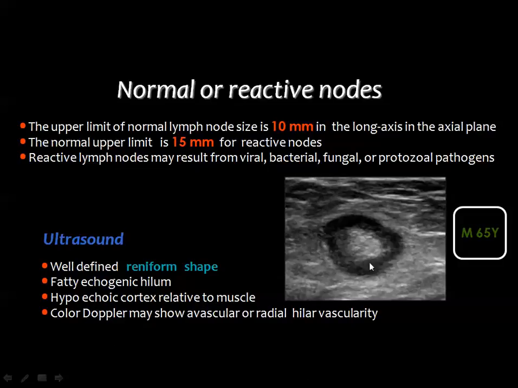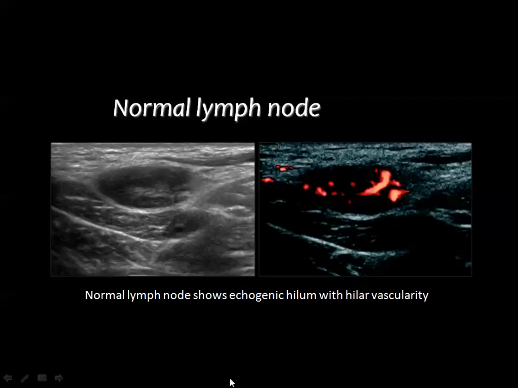And if you use the color Doppler facility, you may not see any vascularity, or you see some vessels entering the hilum of the node like this. And this is an oval shaped node containing a central echogenicity representing the hilar fat, and on Doppler examination you see some vessels entering the hilum of the lymph node.